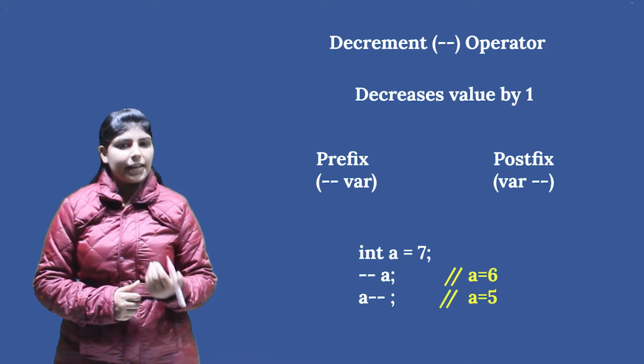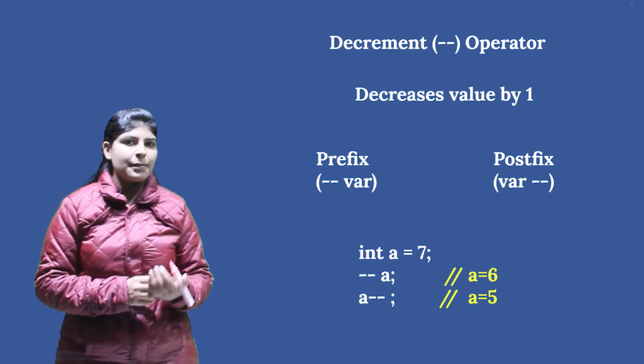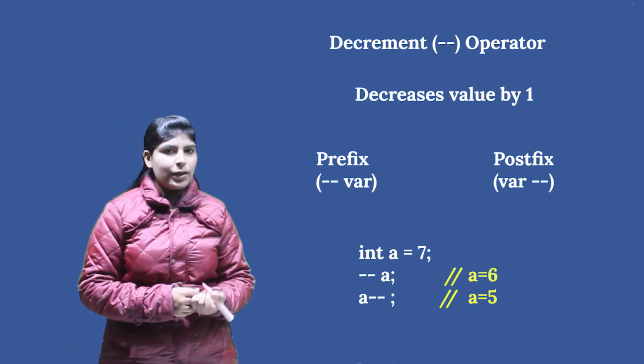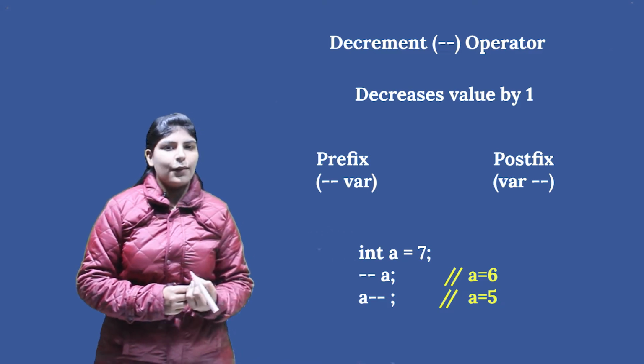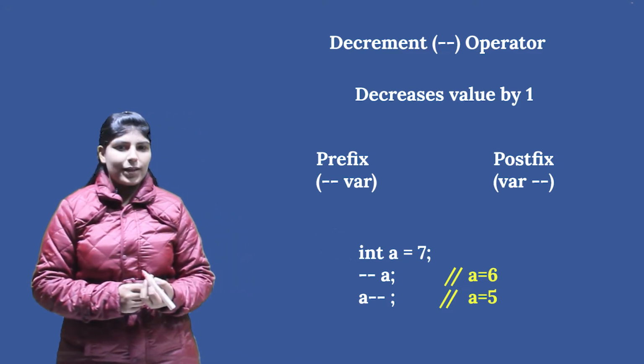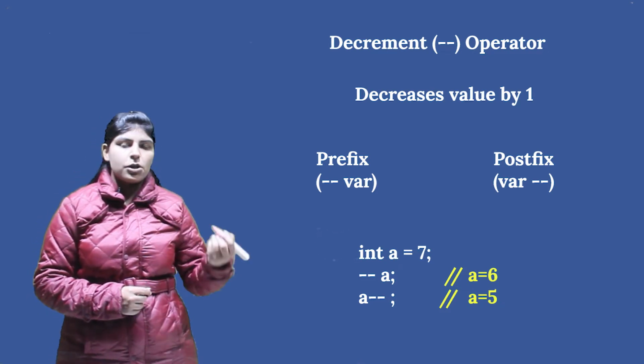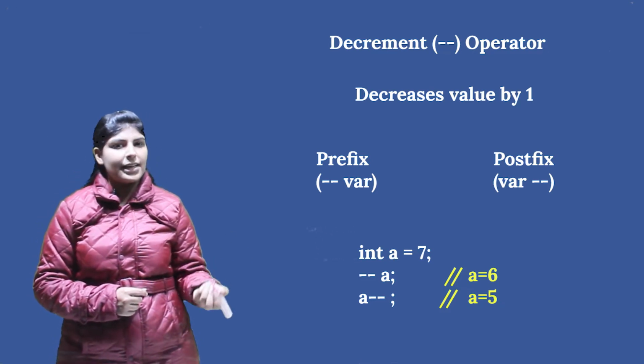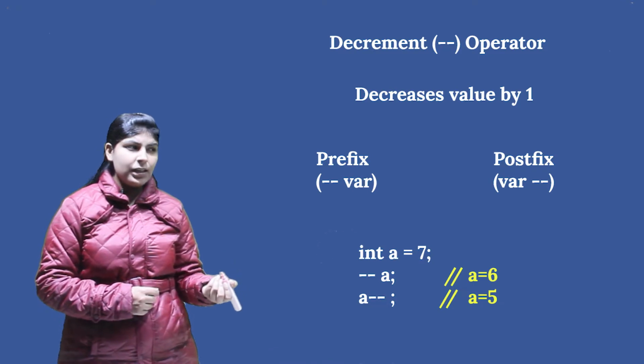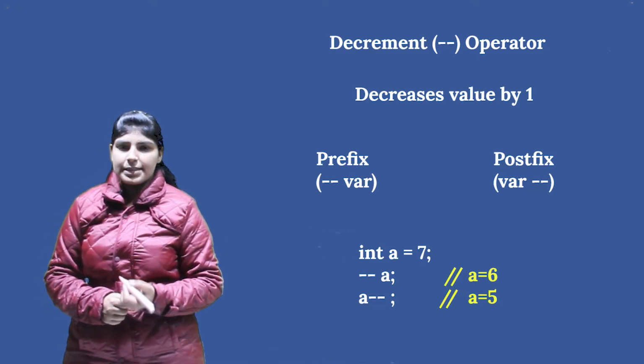Now let's see the decrement operator. It's exactly the same as the increment operator. The only difference is it decreases the value by 1. Let's see an example. Here I am saying a is equals to 7. If I am doing minus minus a, I'll decrease the value of a. So after this line, the value of a will become 6.